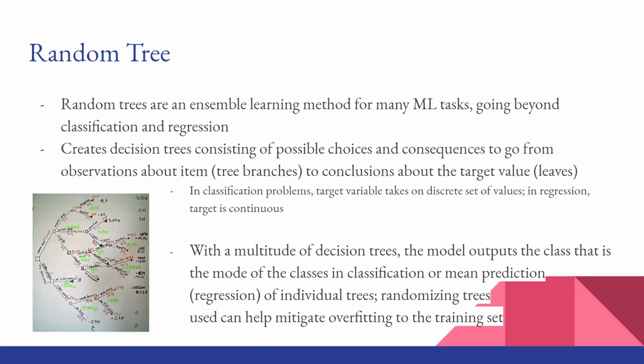With a large number of decision trees, the model will output the class that is the mode of the classes. So basically, again, turning the probability, the thing that the system most likely thinks the output is, by taking the most common value, or the mean prediction of individual trees, which is analogous for a continuous data set. And randomizing trees used can help mitigate overfitting to the training set, in that the training set won't exhibit some particular pattern that doesn't occur quite as frequently in real world data.